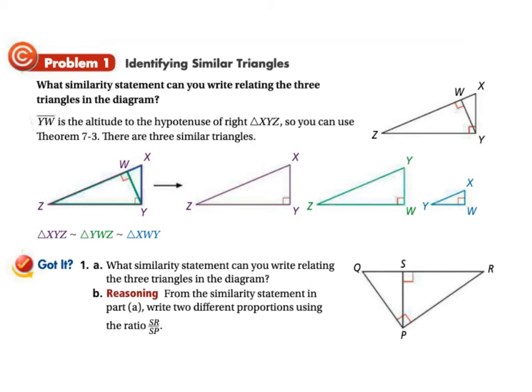Okay, so here's your Got It problem. What similarity statement can you write relating the three triangles in this diagram, similar to this? And then also, from the similarity statement in part A, write two different proportions using the ratio SR over SP. SR is the longer leg of this triangle, over SP is the shorter leg. So if you do it with the other two triangles, longer leg over shorter leg, you should be able to use the similarity statement you wrote to write them as a proportion. Yep, try that.